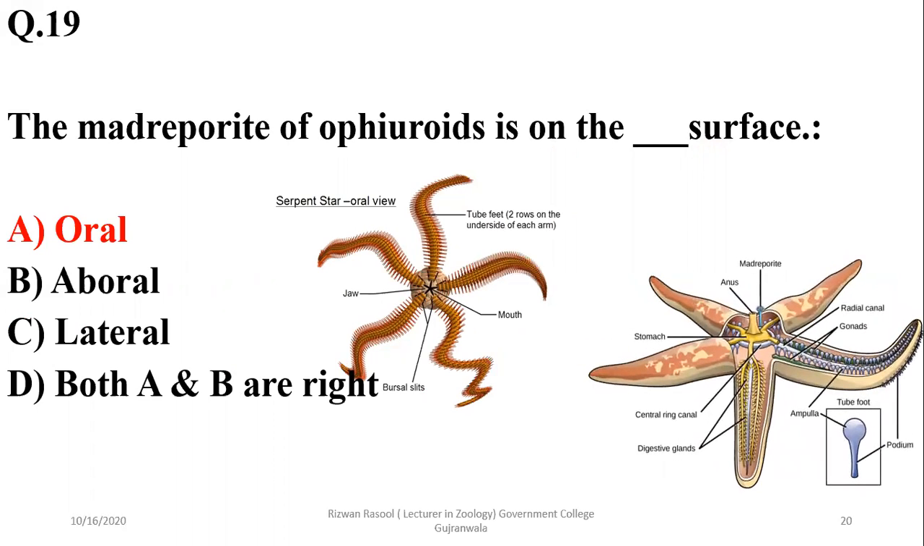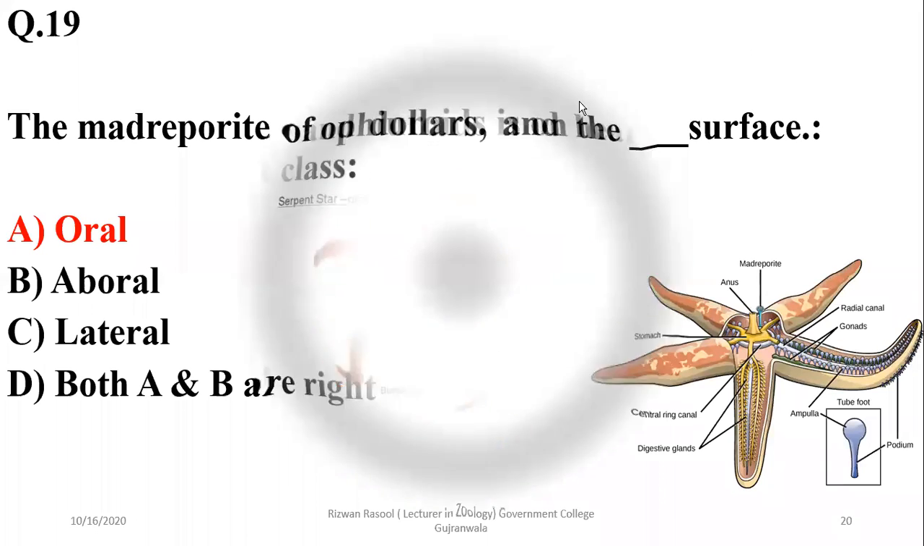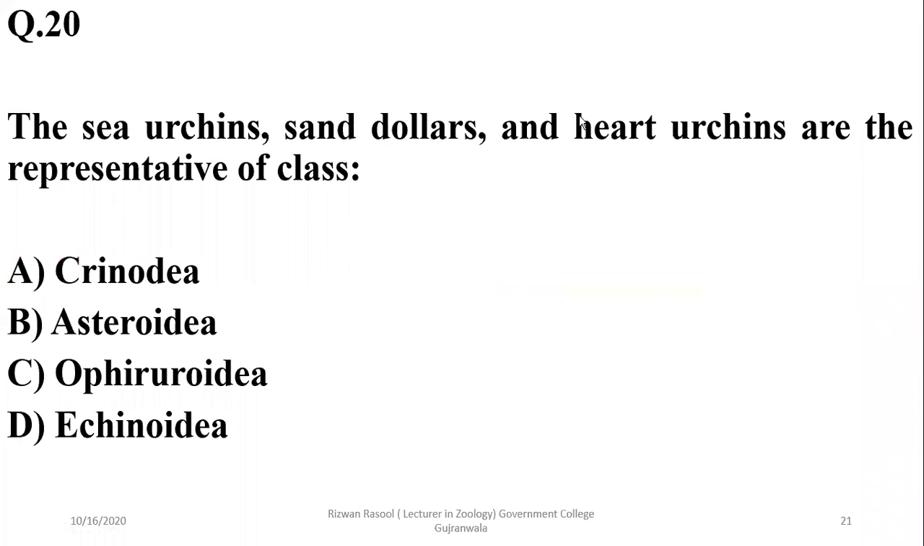As you can see over here, in the case of starfish, it is the arboreal end, at the end of the anus, where the madreporite is found. But in the case of brittle stars or basket stars, the madreporite is found at the oral end, the mouth end.